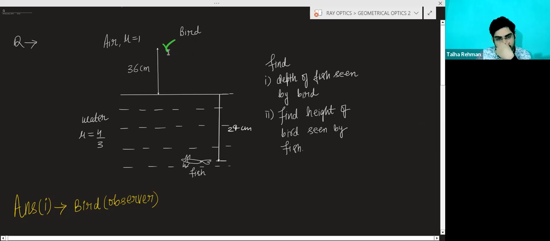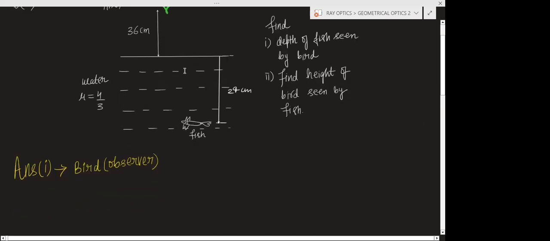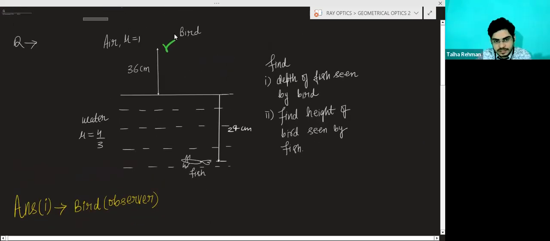I am saying this bird is the observer in the first case. So light will go from this medium to this medium, because the observer is in this medium, and this bird is observing this fish. As this bird is observing this fish, it means light is coming from this medium to this medium. Light from the fish is coming to the bird. That is why the bird is able to see the fish.